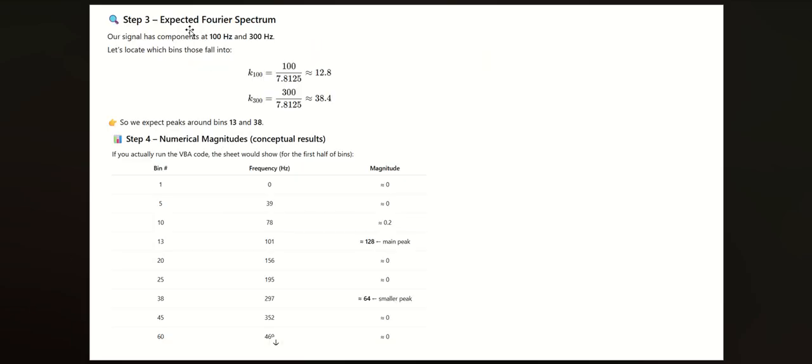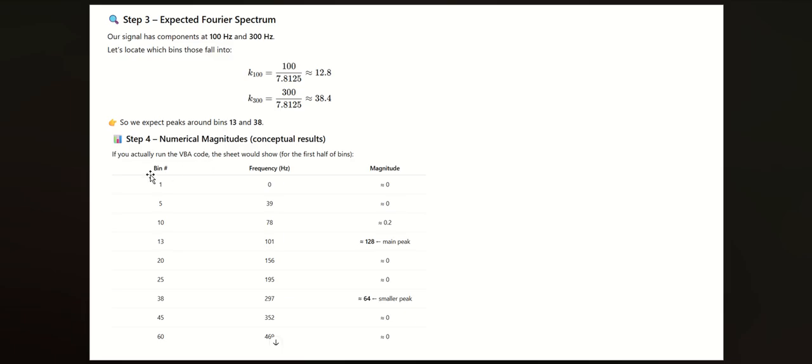And then for the expected Fourier transform, our signal has two main components, 100 hertz and 300 hertz. So let's locate which bins those fall into. Where is 100 going to fall? 100 divided by the bin width of 7.8 gives around the 13th bin. It's going to get a peak there, and around the 38th bin it's going to get another peak. So we expect peaks around bins 13 and 38.